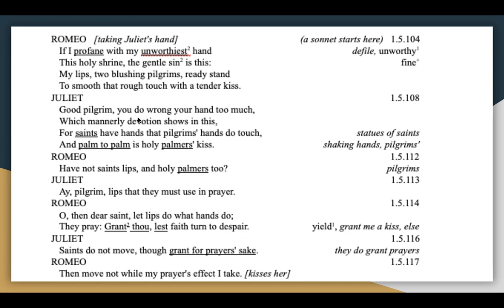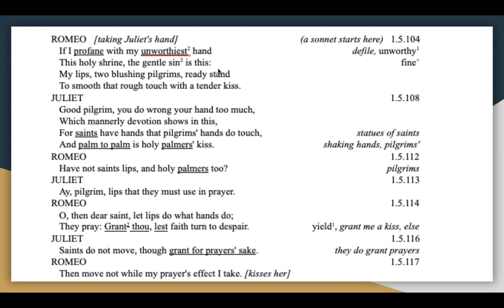He says, if I profane with my unworthiest hand this holy shrine, the gentle sin is this: so I show disrespect to a sacred thing. By putting my unholy hand in your holy hand, the punishment is this. So that's what he's saying there.